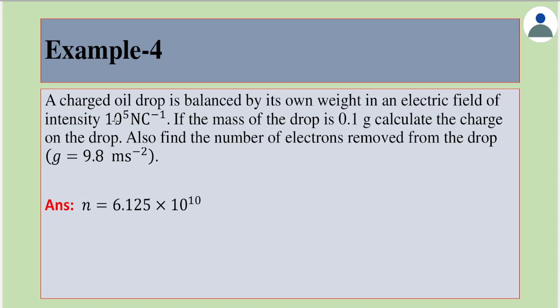Example 4 says, a charged oil drop is balanced by its own weight in an electric field of intensity 10^5 Newton per Coulomb. If the mass of the drop is 0.1 gram, calculate the charge on the drop. Also find the number of electrons removed from the drop.